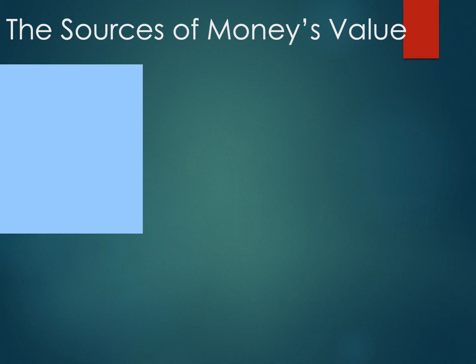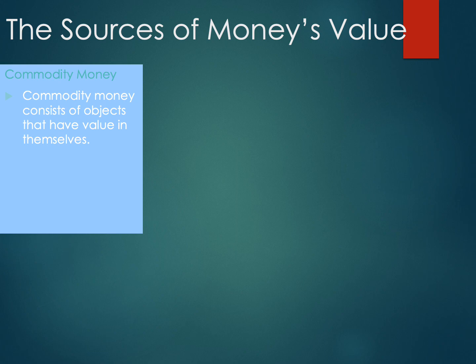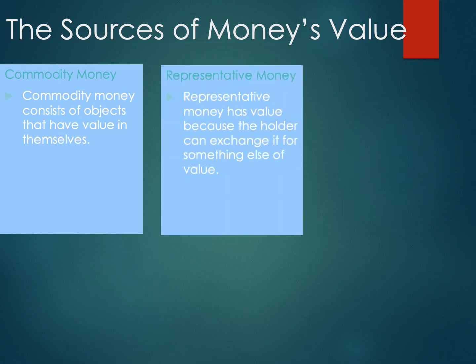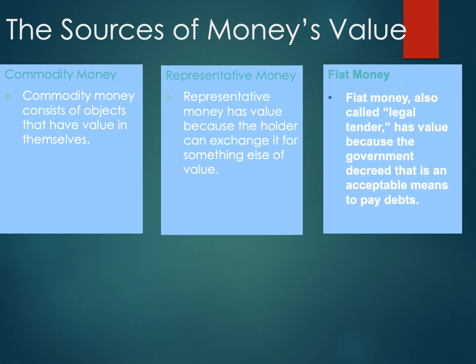But why does it have value? Where does the value come from? Throughout history, we can find different examples of money getting its value from different places. Commodity money consists of objects that have value in and of themselves. Representative money has value because the holder can exchange it for something else of value. And fiat money, also called legal tender, has value because the government decreed that it is an acceptable means of paying debts.